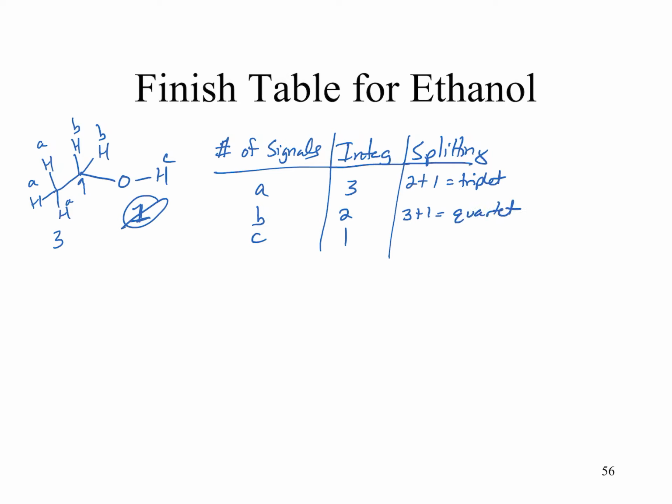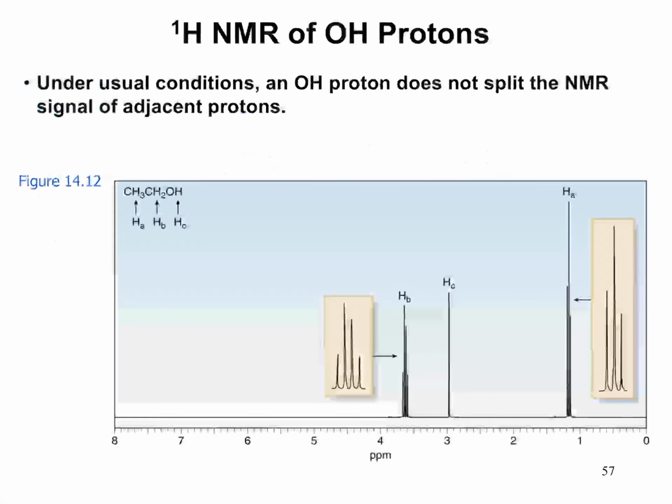And if we look at C, remember, it doesn't get split, nor does it contribute to splitting. So we pretend sometimes it's there, sometimes it's not. So we're just going to say 0 plus 1, that is going to be a singlet, right? So if we look at the NMR, that's what we see here. We see a triplet, we see a singlet, and we see a quartet, right? So we see all 3 here.